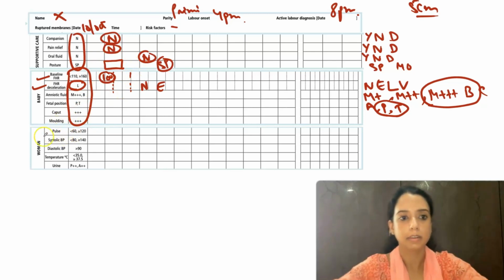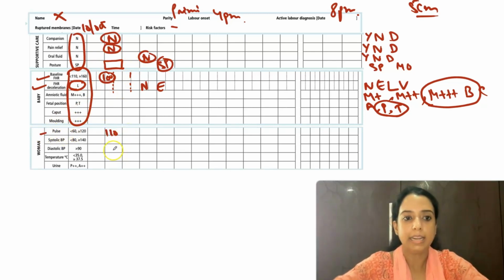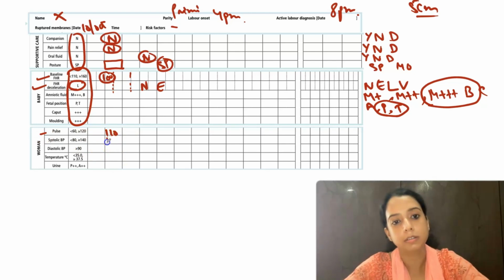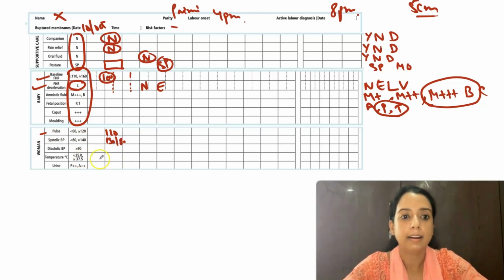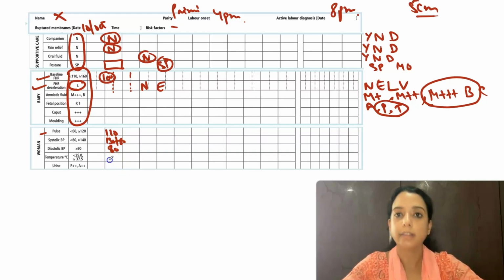Maternal parameters. It includes pulse. So I will write down pulse 110, normal. Then I'll write down mother BP, which is suppose 130/80, normal. Then I'll write down systolic here, diastolic here, right? I'll write down the temperature, and then I write down the urine protein and acetone both.